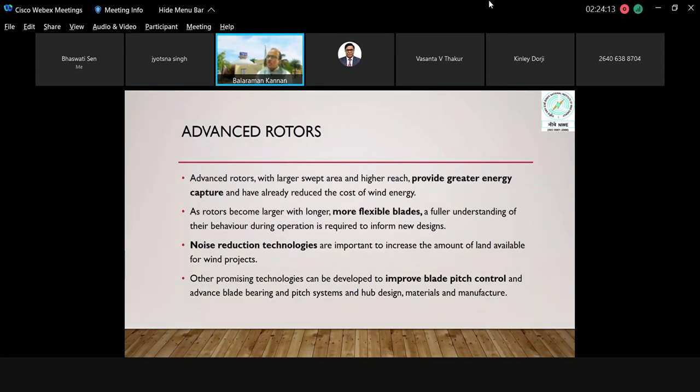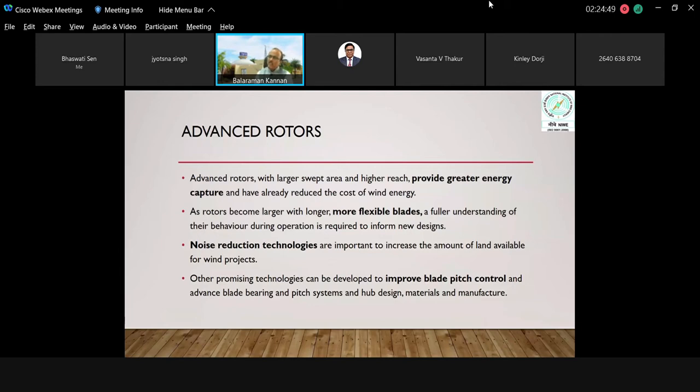And also talking about advanced rotors. We have advanced rotors, as we talked about, with large sweep area and higher reach, providing greater energy capture and also reducing the cost of wind energy. And today the more important part is that as the blades are becoming larger, we need more flexible blades, which is why today we have a lot of carbon fibers reinforced in the blades. Most of the blades are very light, even though the length of the blade has increased a lot.